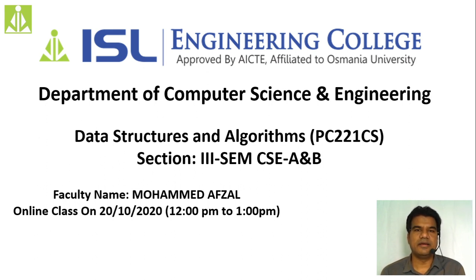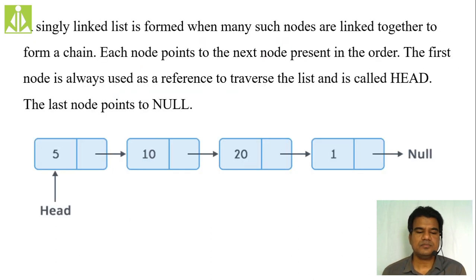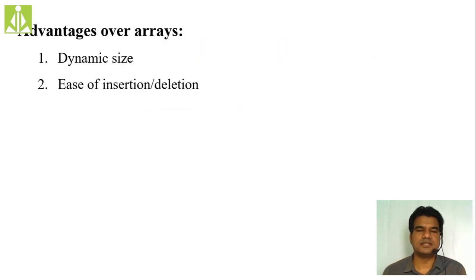When we are using linked lists, the advantages we discussed are the dynamic size of your linked list, and the other one, whenever you are doing insertion or deletion, it is very easy to do. These two things, which are not there in our arrays, we are getting with the help of linked lists. So these two are advantages over arrays.